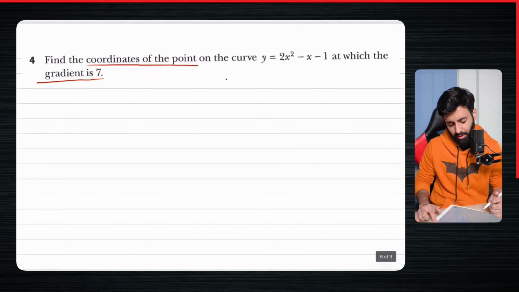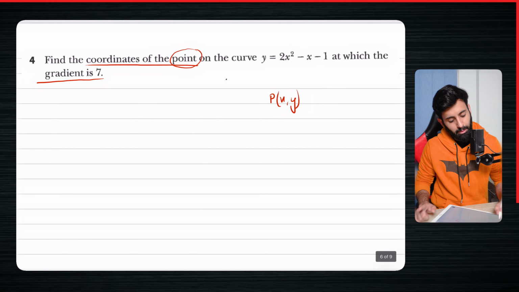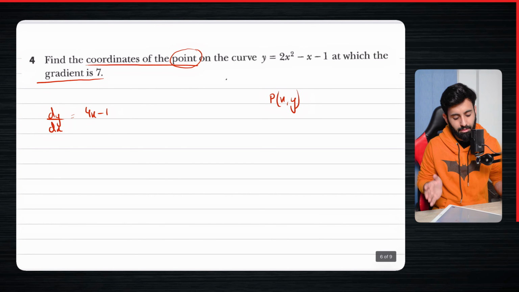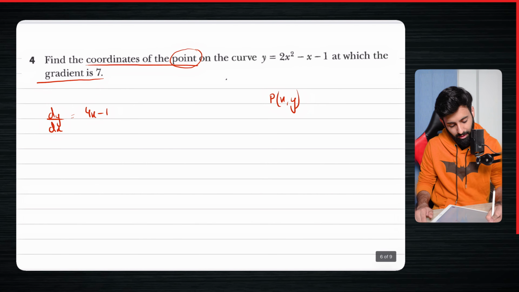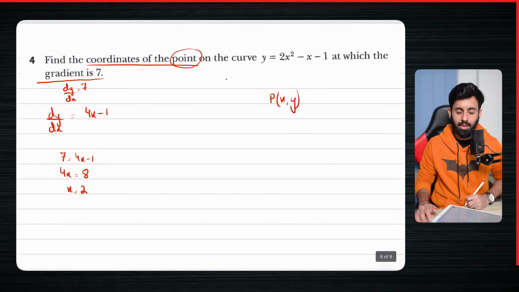of the point. Okay. Now one thing that I want you to focus on is that it's using the word point. Remember, a point is complete when you have the x coordinate as well as the y coordinate. Okay, so how do we go about this? Well, first things first, you find dy by dx, which is going to be 4x minus 1. Now normally you would have the value of x, which you would plug in and find dy by dx, but in this case you don't have the value of x. Instead, you have the gradient, which is actually dy by dx. Okay, so 7 equals 4x minus 1, which means that 4x is equal to 8, or 8 equals 4x, however you want to write it. But the idea is that x is equal to 2.